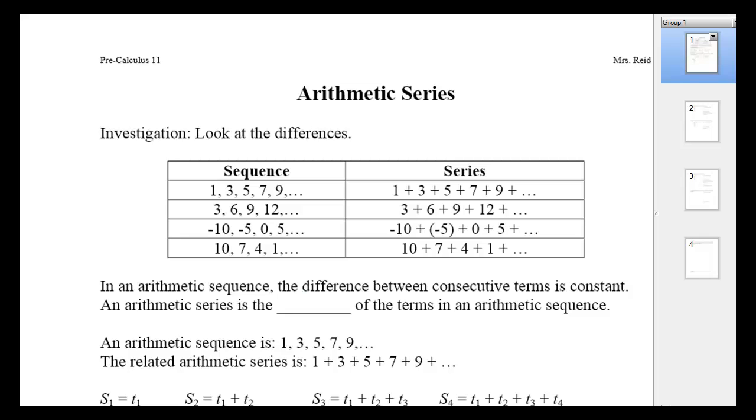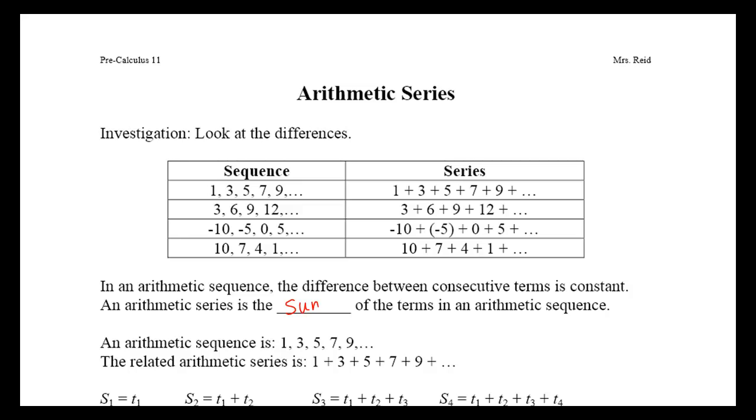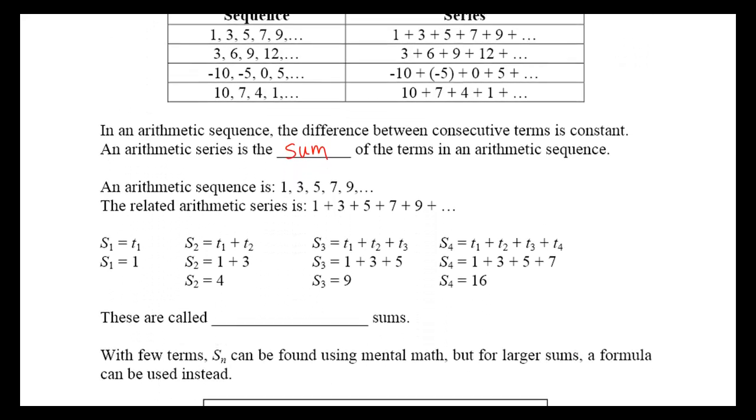In an arithmetic sequence, the difference between consecutive terms is constant, and an arithmetic series is the same thing, but it's now the sum of the terms in an arithmetic sequence. So we are adding up all of those terms. An arithmetic sequence, for example, is 1, 3, 5, 7, 9. The related arithmetic series would be 1 plus 3 plus 5 plus 7 plus 9 plus the next number that would come along, which would be 11.